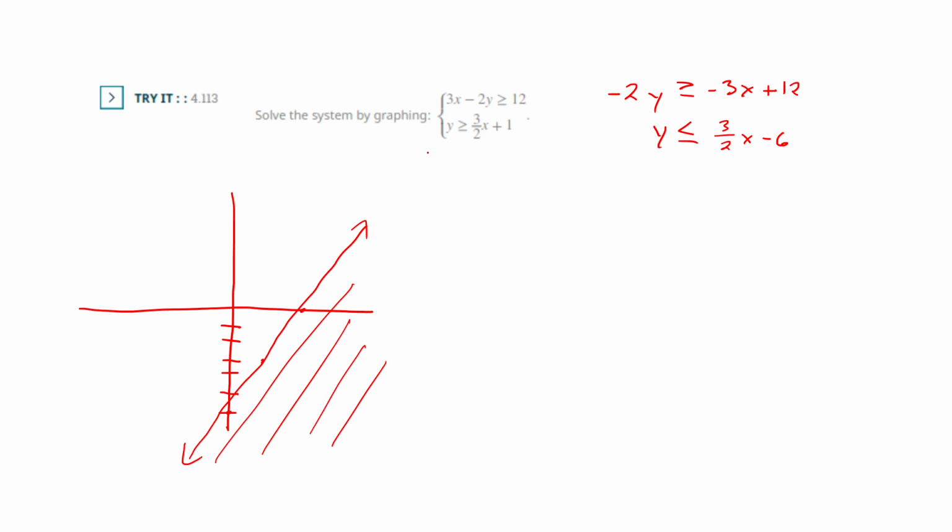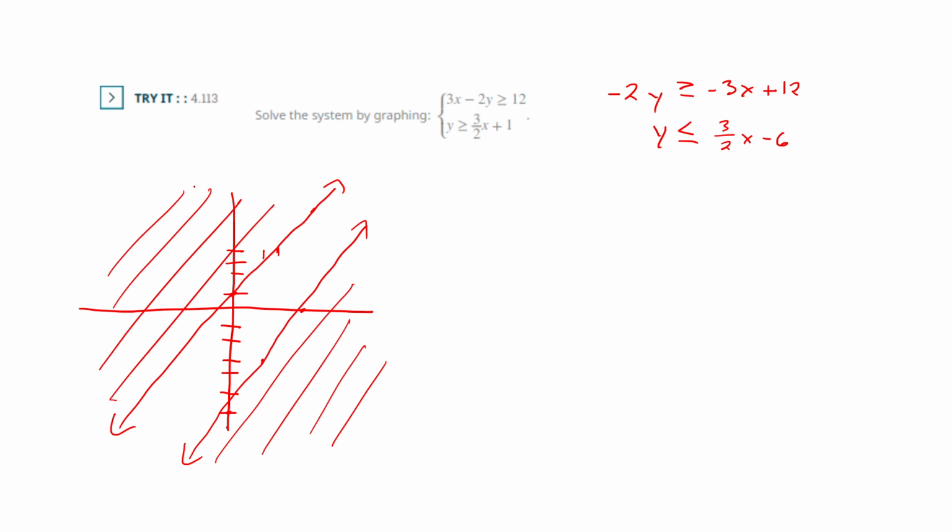Now, let's do the bottom one. So, yeah, this is what I wanted. Okay, so we're starting at 1. We're going up 3 over 2. Up 3 over 2. Now, it is a filled-in line. And we want the y's greater than that line, so up here.